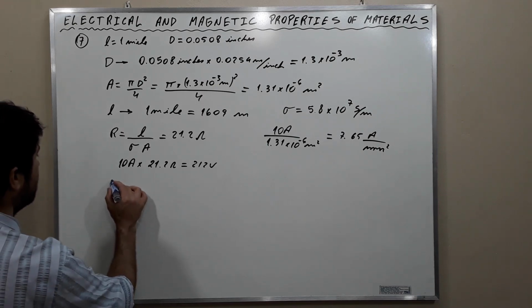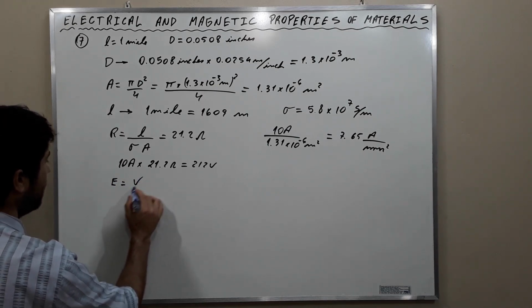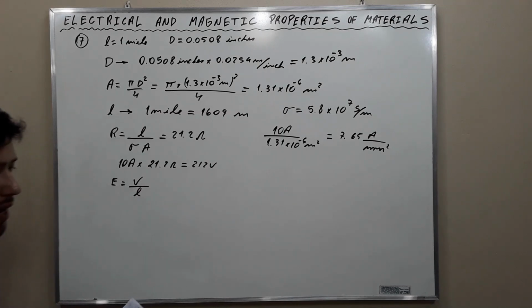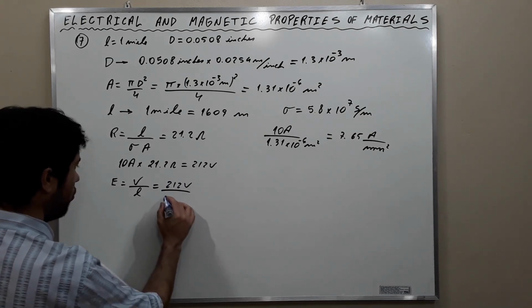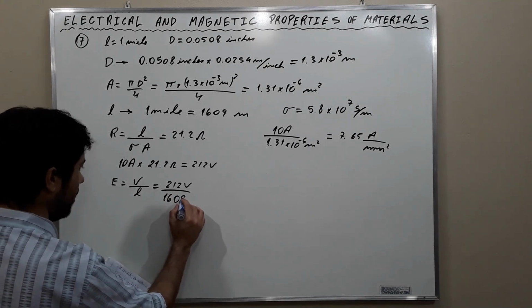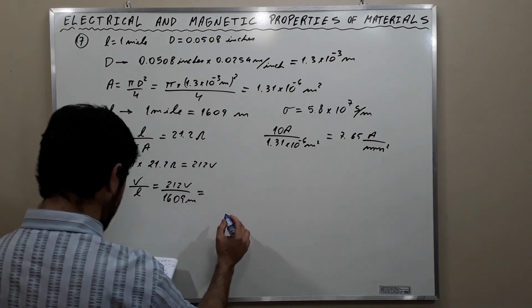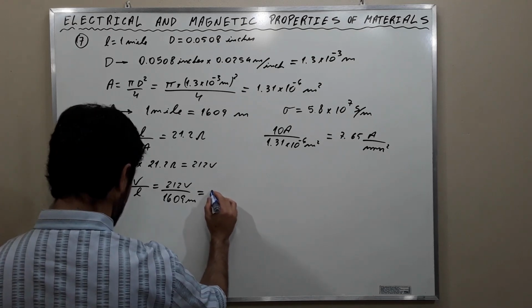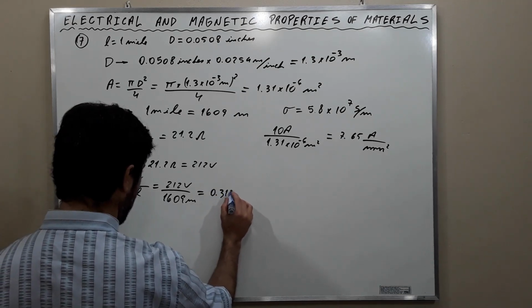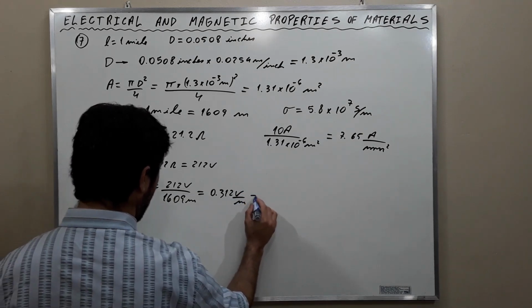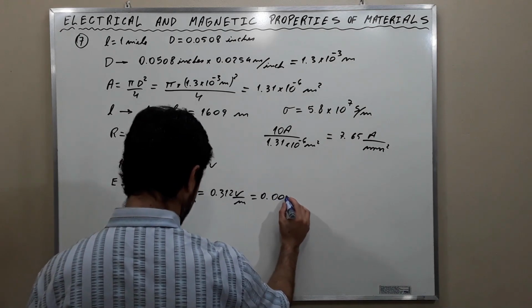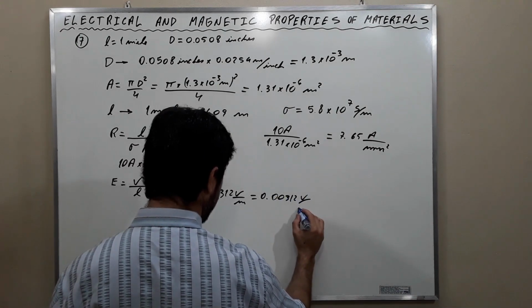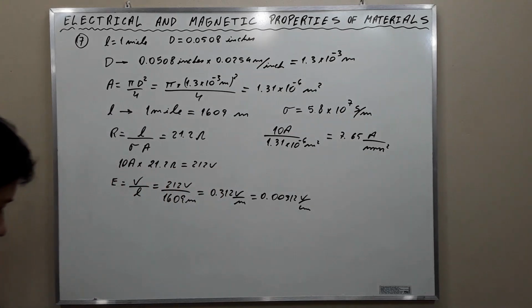We know that the electric field intensity is equal to voltage divided by length, which is equal to 212 volts divided by 1609 meters, and this gives a value of 0.312 volts per meter, or if you prefer, 0.00312 volts per centimeter. Okay?